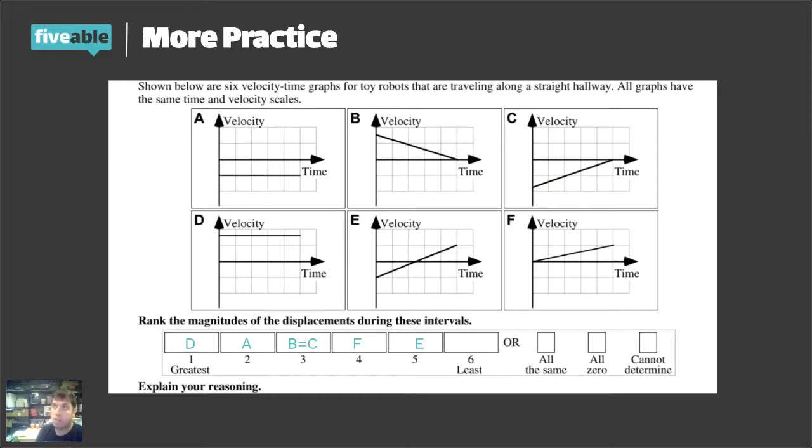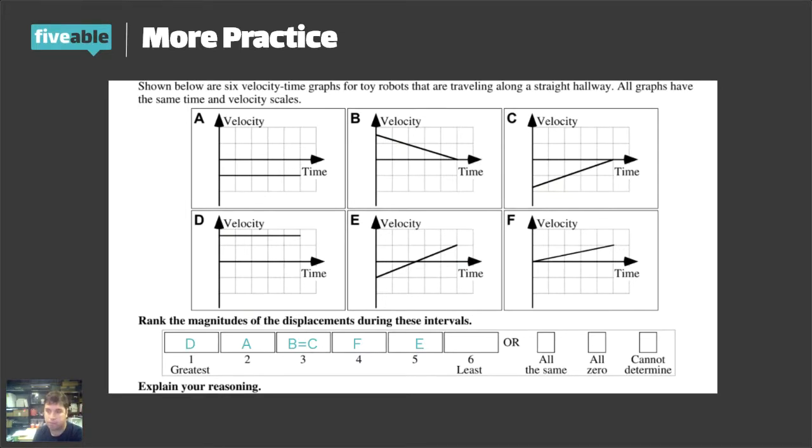So D went the farthest because it had the most area under the graph. A, the second farthest, because it had the second most area under the graph. B and C tied for third because their areas were third most. F gets fourth because it's fourth most, and E gets fifth because it is the least distance under all those things.